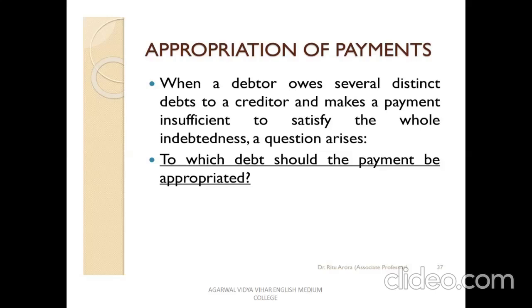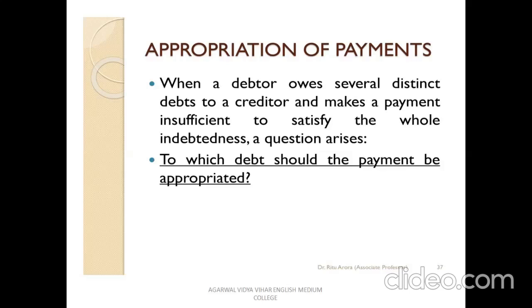Clear? When the customer owes several debts to a creditor, here the creditor is a banker, and makes a payment of insufficient funds, that is, not able to satisfy the whole amount which is due, then the question arises: to which debt should the payment be appropriated?